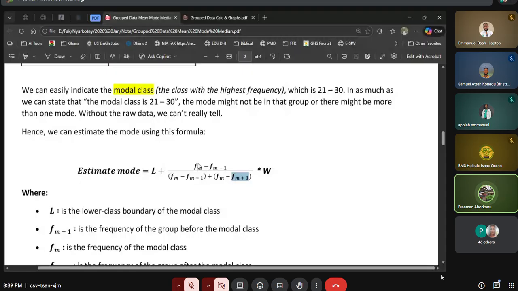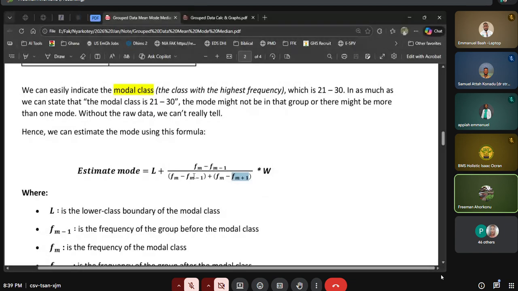So you see that frequency of the modal class is repeating: it is here, and it's also here. The rest is subtraction of the class before the modal class, or subtraction of the class after the modal class.